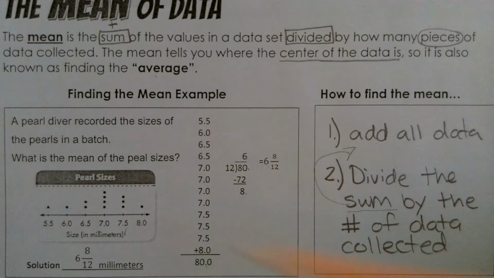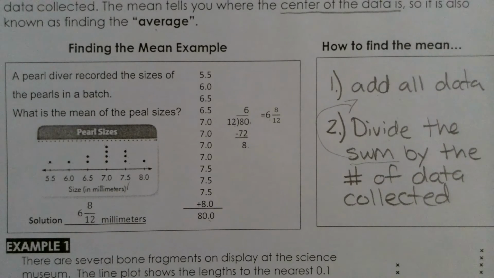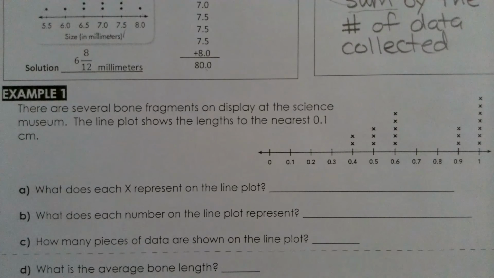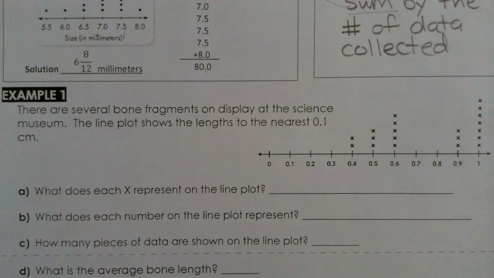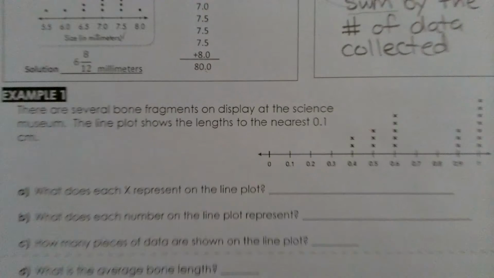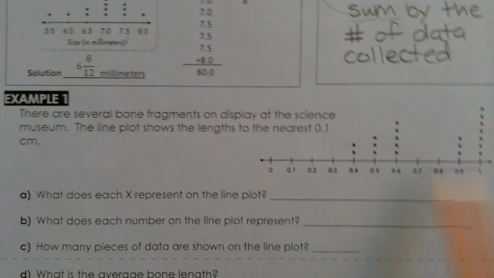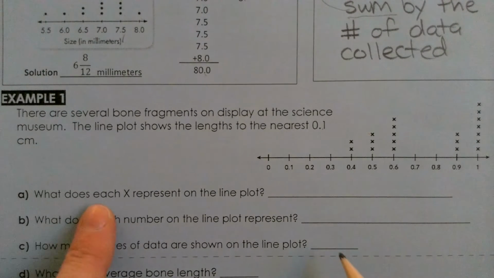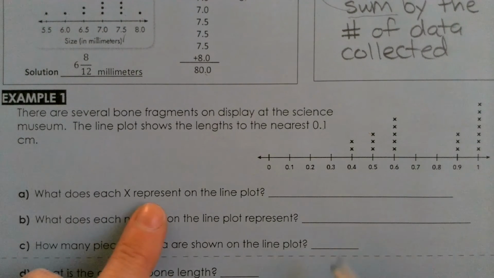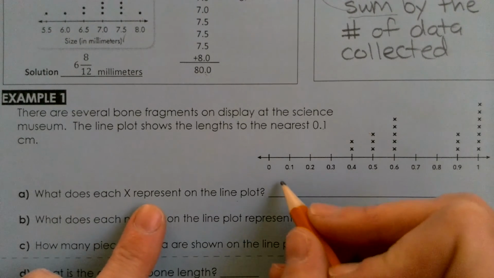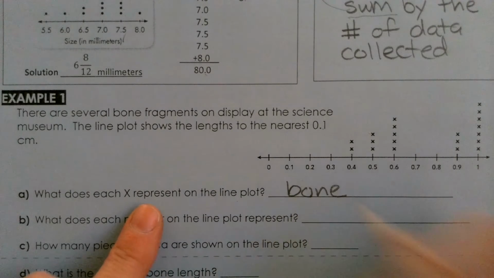Staying organized with your data is going to be important so that you can make sure, one, you've added them all up and have all of them that you did collect. So let's look at this first example here. There are several bone fragments on display at the Science Museum. The line plot shows the lengths to the nearest 10th centimeter. Okay, so we see them all on the line plot here. So every single one of these is a bone fragment. So that's answering our first question, what does each X represent on the line plot? And that would be a bone, or we could even say a bone fragment.